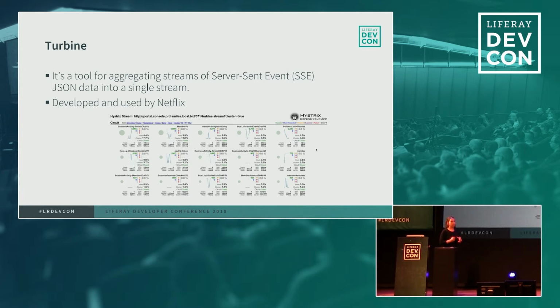To aggregate all dashboards in one page, another library from Netflix was used, which is called Turbine. Turbine is basically aggregating streams of server-sent events, and it was used to put all this information in just one page.